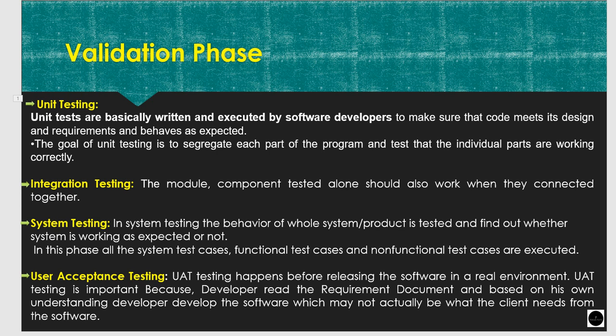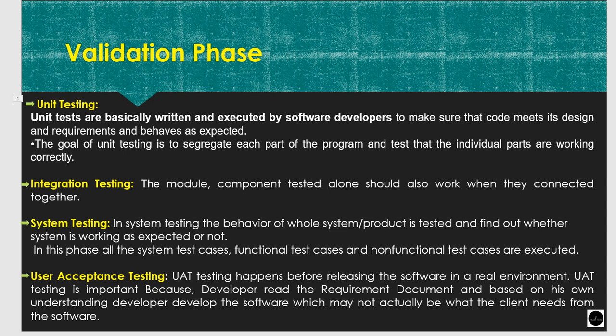System testing. In system testing the behavior of the whole system product is tested and find out whether the system is working as expected or not. So in this case, all the system test cases, functional test cases and non-functional test cases are executed. And the last phase comes the user acceptance testing.